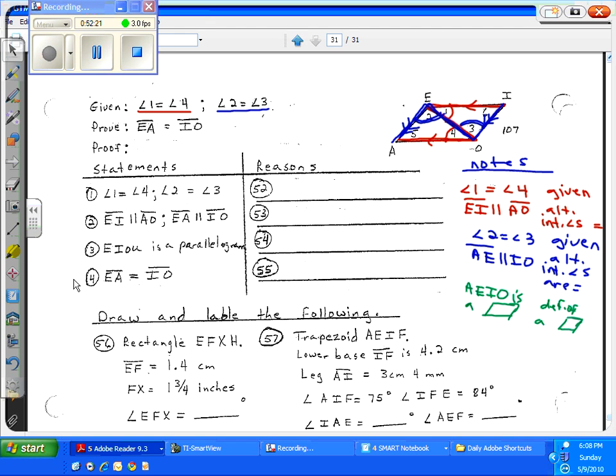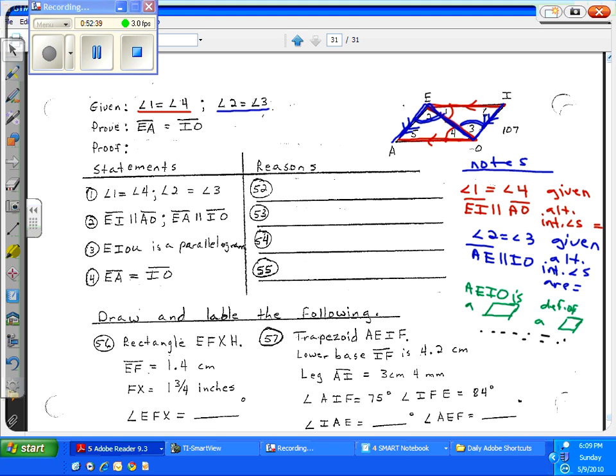And then I can say, well, if it's a parallelogram, then it has these properties. Both pairs of opposite sides are parallel. Both pairs of opposite sides are equal. Both pairs of opposite angles are equal. The diagonals bisect each other. Each diagonal forms a pair of congruent triangles. So we have all those things going on in our head.